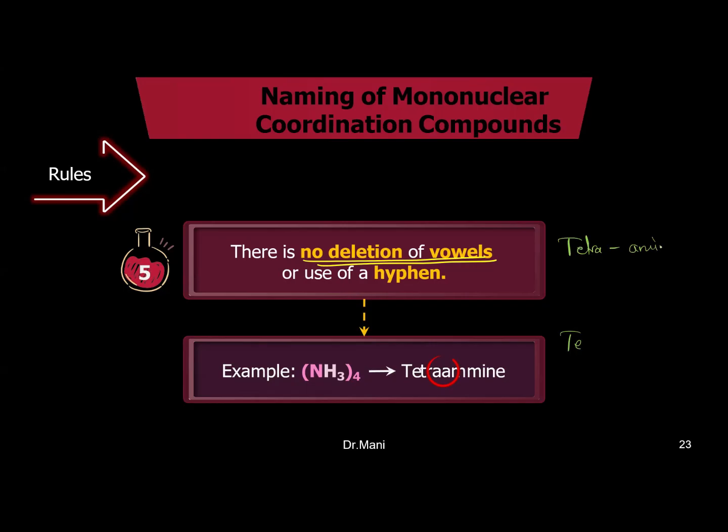So there is no hyphen used here, and no deletion of either A. I kept both the A's together, and I am not giving any space or punctuation. So remember this: tetraammi. That's it, you will write like this, so a double A will come here. Is that clear? If it is with water, you will simply write it as aquami. Here, I'm not deleting either A; I'm simply putting both the A's together.